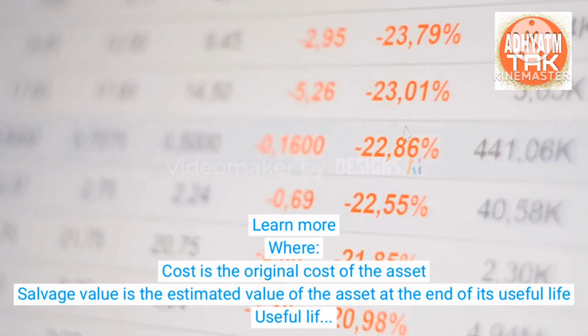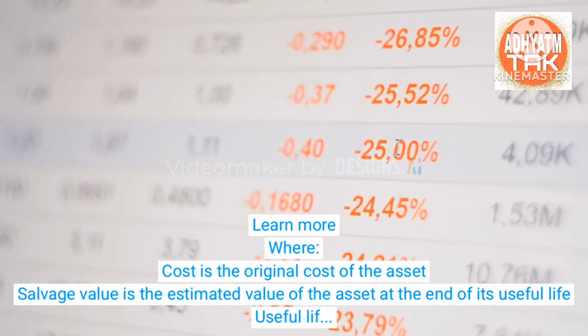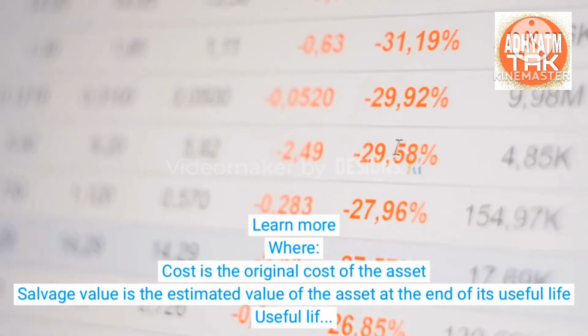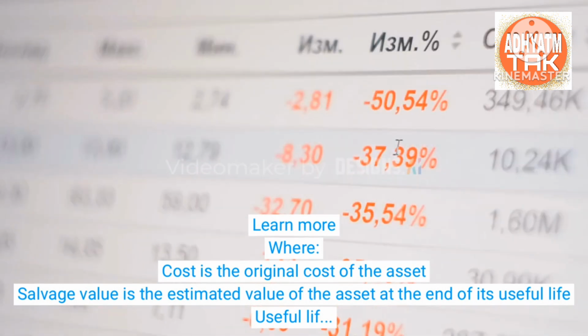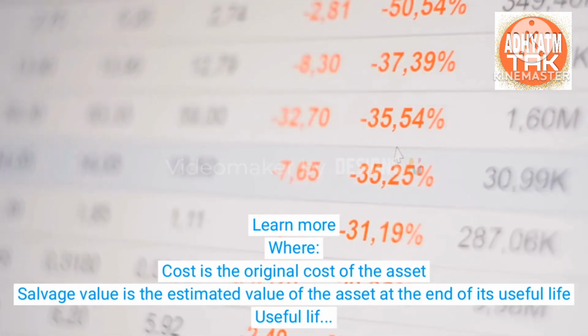Useful life is the estimated number of years the asset will be used. The formula for double declining balance depreciation is: depreciation expense equals depreciation rate times book value, where depreciation rate is the straight line depreciation rate multiplied by 2, and book value is the value of the asset after depreciation has been recorded for 1 or more years.